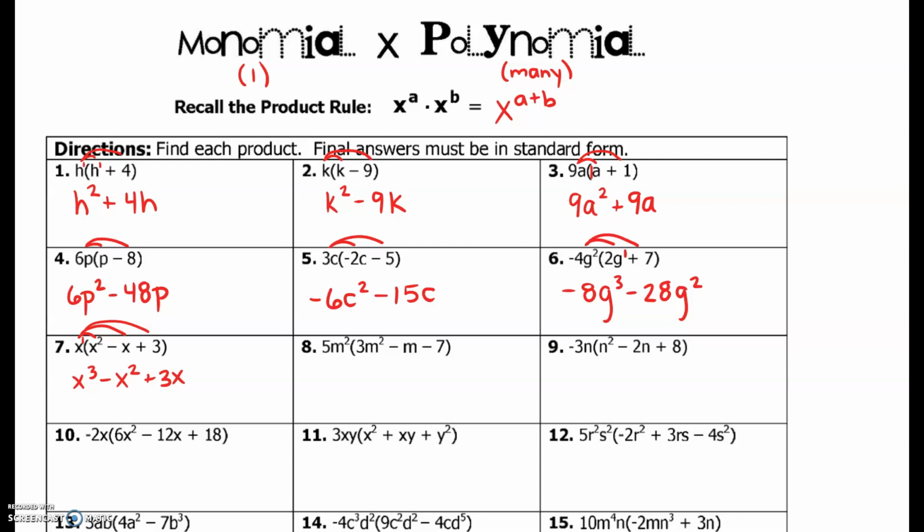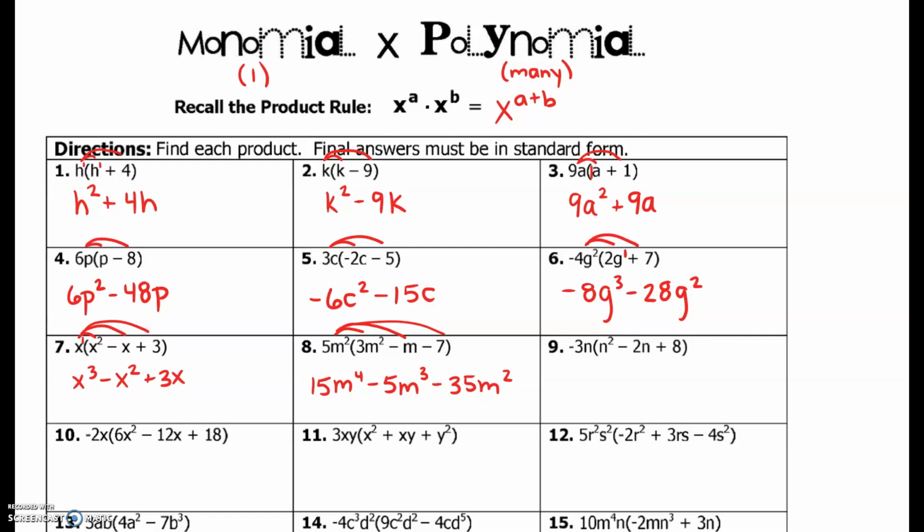Okay. In number 8, you have 5 times 3, that's 15, and then you'll add your m's together, so 2 plus 2 would give you m to the fourth. 5m squared times negative 1m leaves us with negative m to the third power. You have 2 plus 1 is where I got the 3. And last part, you will multiply 5 times negative 7, which would give you negative 35, and you keep the m squared the same.